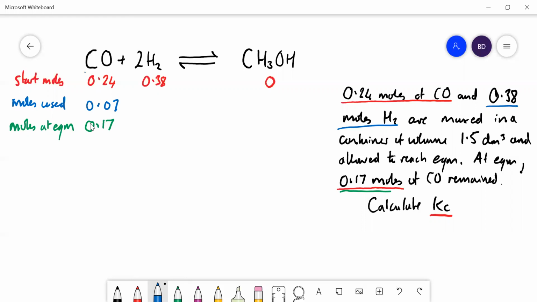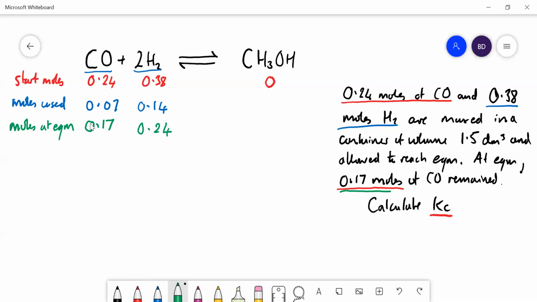Every time we use up 1 mole of carbon monoxide, we use 2 of hydrogen. So how much hydrogen have we used up? We've used up 2 times 0.07, that's 0.14. So we can work out how much hydrogen we're going to have left over. So it's 0.38 minus 0.14, which is 0.24.